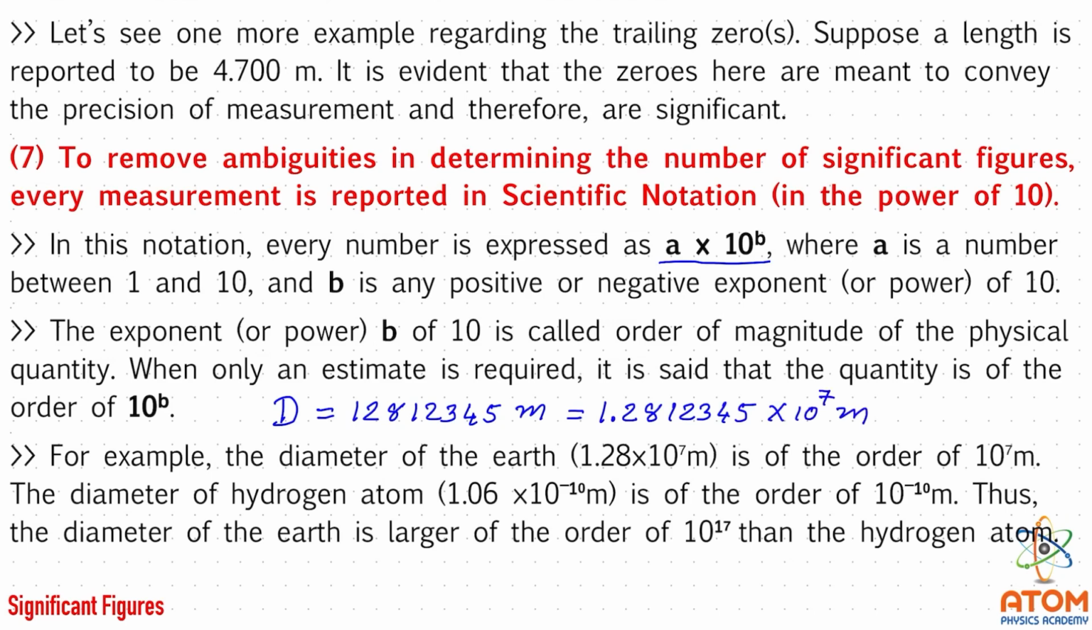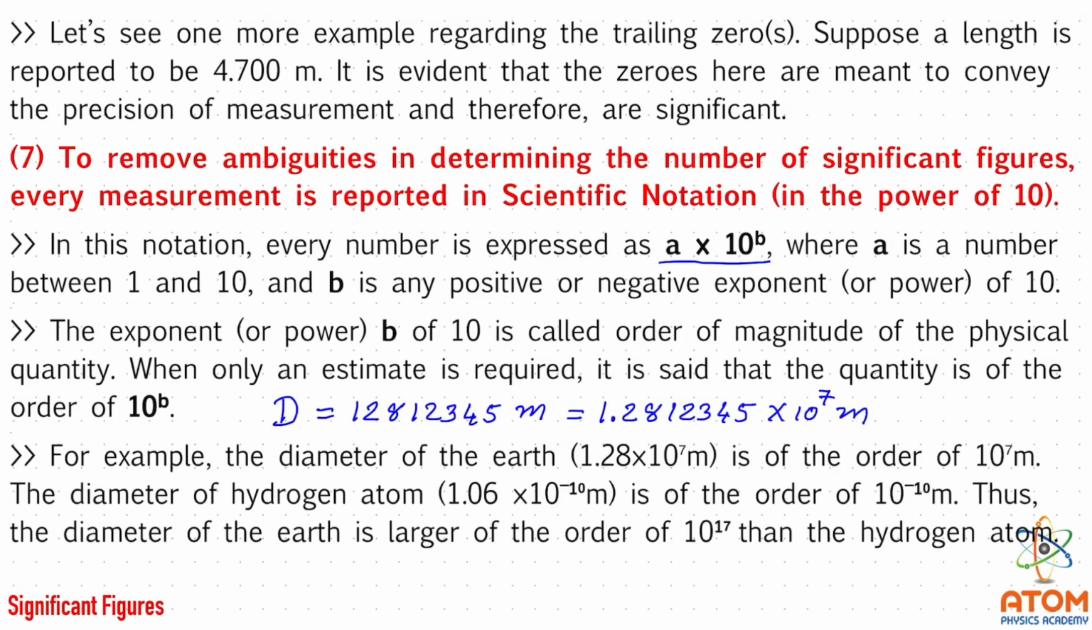So this becomes the scientific notation. I have written the diameter of earth in scientific notation, and then the value can be rounded off, and we can round off this, 1, 2, 3, 4, 5, so you can write it like 1.28, and so it can be written as 1.28 into 10 raised to 7 meter. So the diameter of earth, when it is written as 1.28 into 10 raised to 7 meter, is said to be of the order of 10 raised to 7 meter.